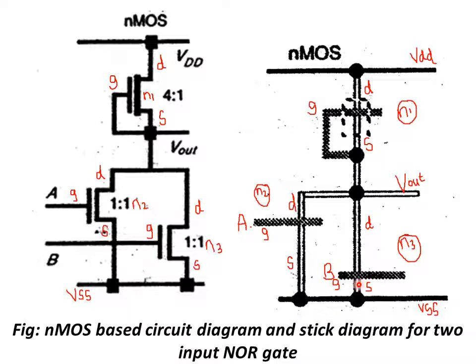Coming to this next figure, as you can see, these two are the figures of the NMOS based design. This is the circuit, and here we have the respective stick diagram for this particular circuit, right? For easy understanding, I have named the transistors here. This is N1, this is N2, and this is N3. Before starting, one more thing you need to do is name the three terminals of these transistors, so that it will be easy for us to draw the stick diagram.